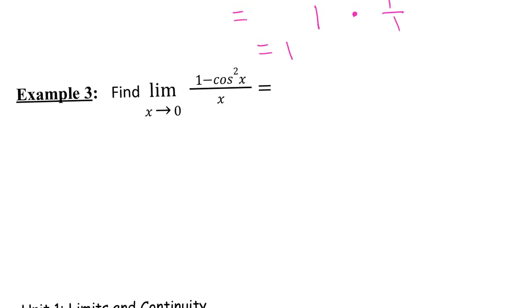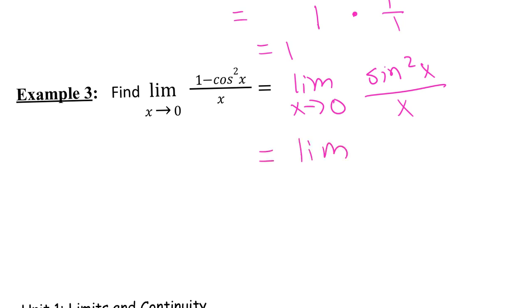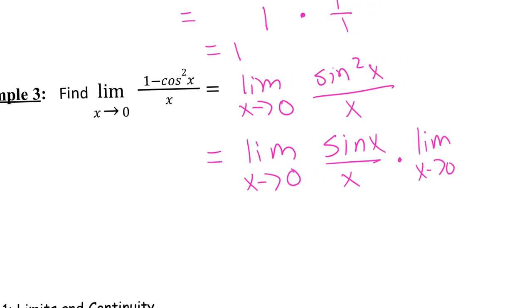So this one, if I do it, could we go the limit as x goes to 0 of sine squared x over x? Because 1 minus cosine squared equals sine squared, right? I can break this into two limits. So we can say the limit as x goes to 0 of sine x over x, times the limit as x goes to 0 of just sine x. So all I did was separate out those squares into two separate limits.